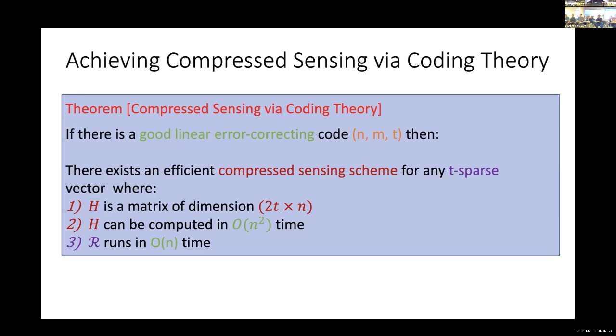That H is a matrix of dimension 2t times n, H can be computed in time n squared, and R runs in time 4 times. So really what we're saying is, to implement such a compressed sensing scheme, that we would like to get around. If I had this scheme, I'm done. So all I need to show is that I can actually efficiently implement such a scheme. And we see that if there's a good code, we can implement this, and then we'll see that such a good code actually exists.